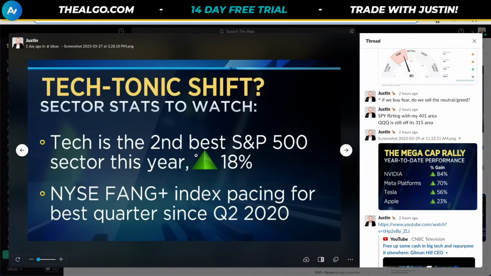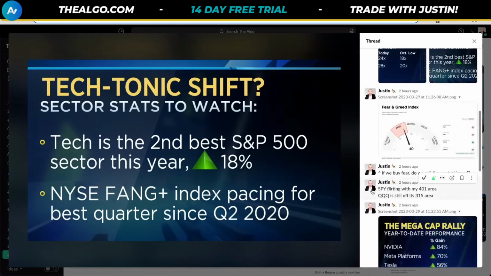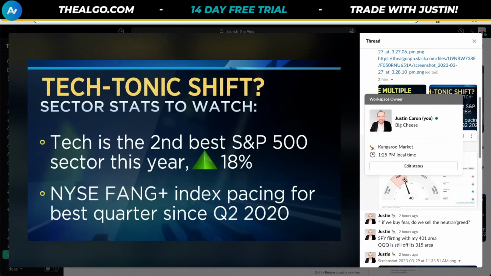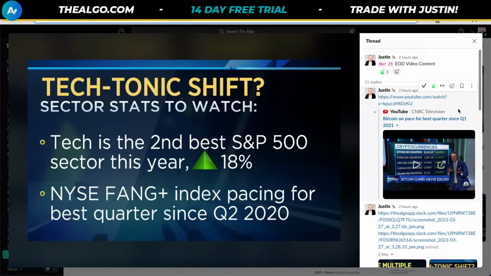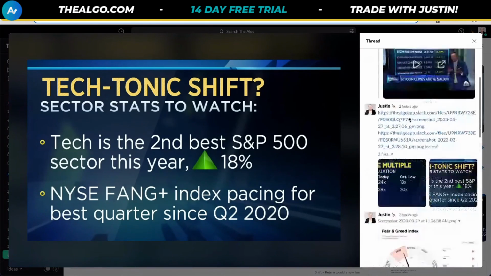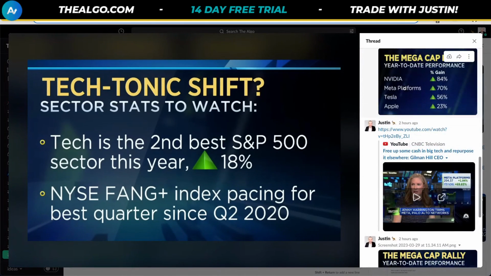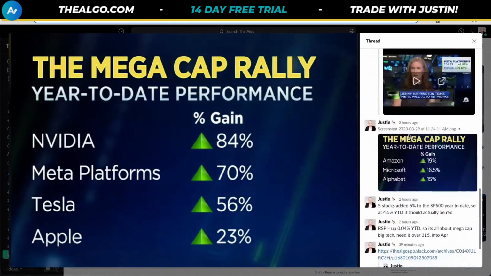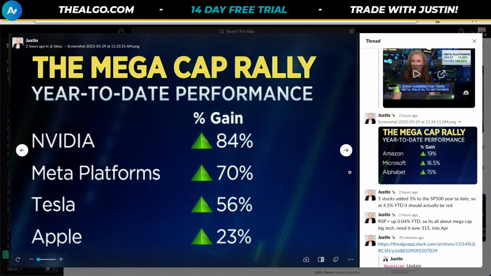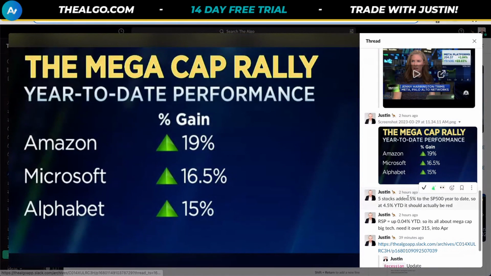Sector stats to watch. Tech is the second best S&P 500 sector so far this year, up about 18%. It's also on pace for its best quarter since Q2 of 2020. That's right, almost 3 years ago now. And Bitcoin is actually set for its best quarter since Q1 of 2021. We went through a lot more stats, but what's really interesting to me that I heard today from CNBC is just that the largest 5 stocks account for 5% on the S&P 500.